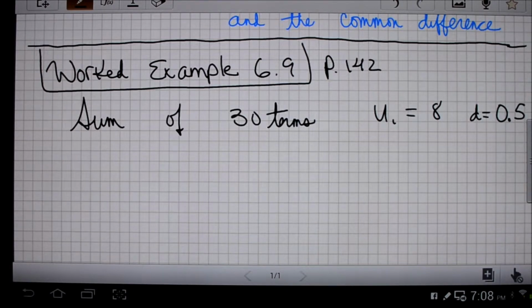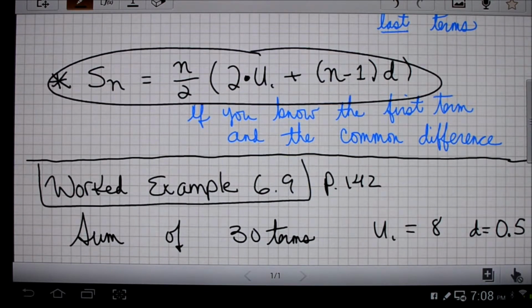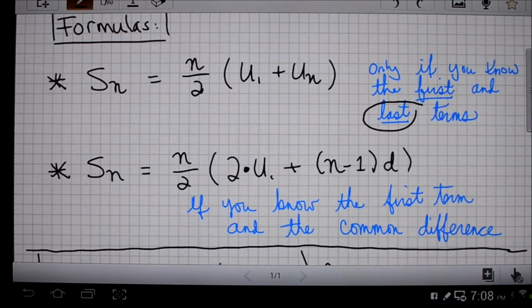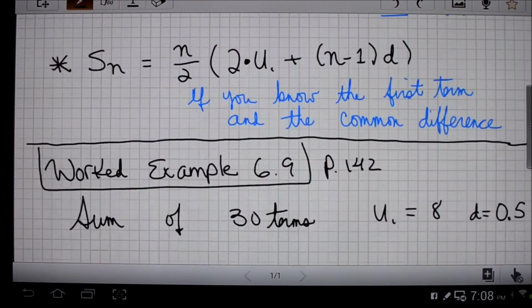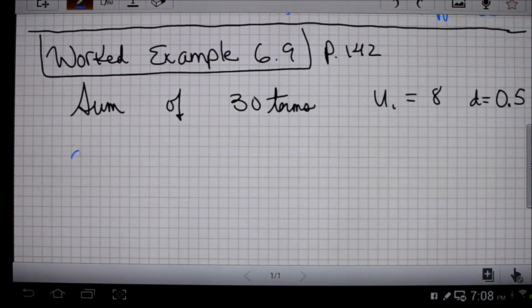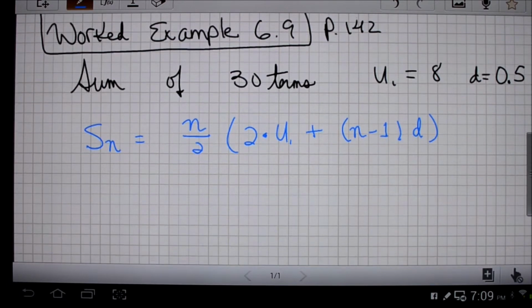Okay, so we know the common difference and the first term. Well, that means that we have to use this long doozy of a formula. We know the first term, but not the last, so we can't use that easier formula. So let's see. Always start with the formula. Let me see if I can remember it. The sum of the first n terms equals n divided by 2 times 2 times the first term plus n minus 1 times the common difference. Start with the formula and then plug in.